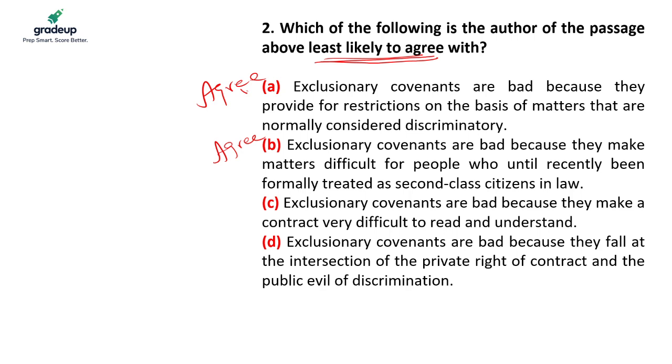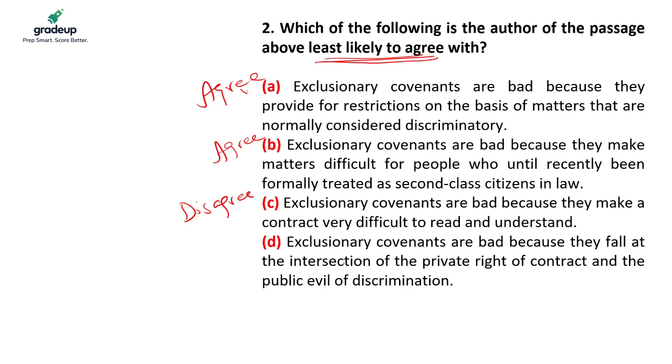Now come to the third one. Exclusionary covenants are bad because they make a contract very difficult to read and understand. Now this does not make an exclusionary covenant bad because you cannot read it and understand it. This is a personal thing. Some people can understand, some people cannot understand. The language is very complex, which does not really mean that this exclusionary covenant may be bad. So this he will disagree with.